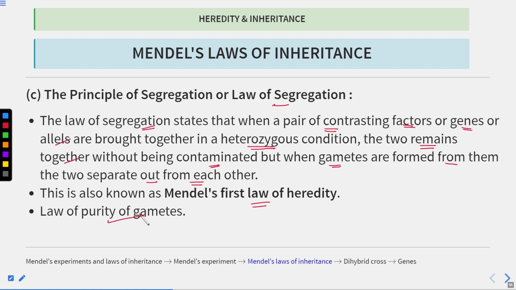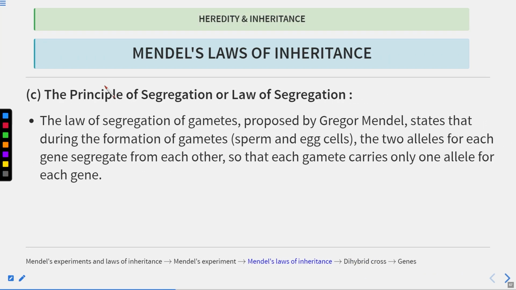So what does this mean? This means that the law of segregation, proposed by Mendel, simply states that during the formation of gametes, meaning during the formation of sperm and the egg cell, both of which are gametes, sperm being the male gamete and egg cell the female gamete, the two alleles for each gene segregate from each other, so that each gamete carries one allele for each gene. Again, we can understand this with an example.